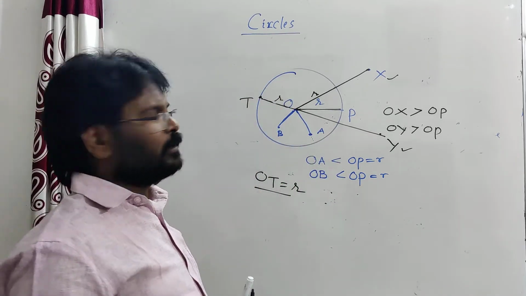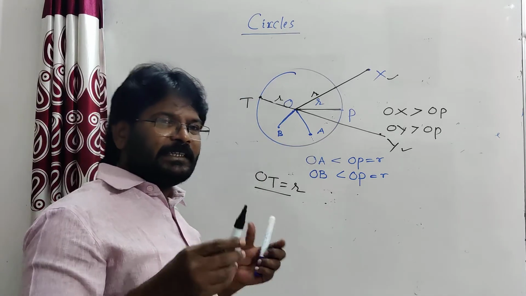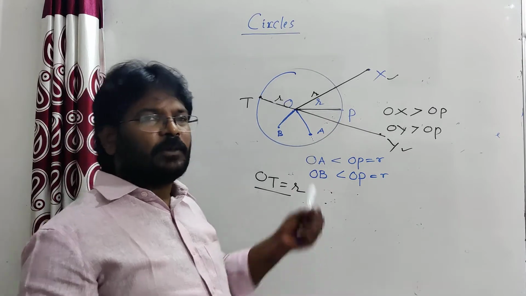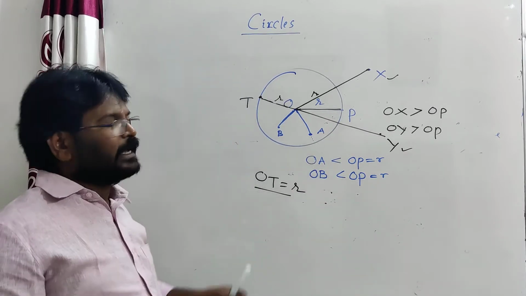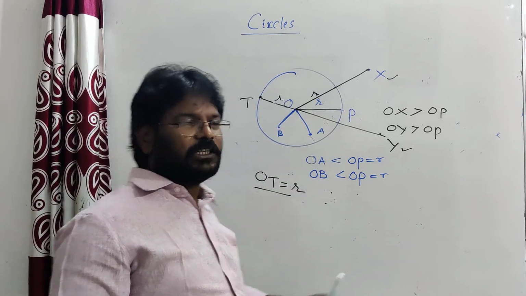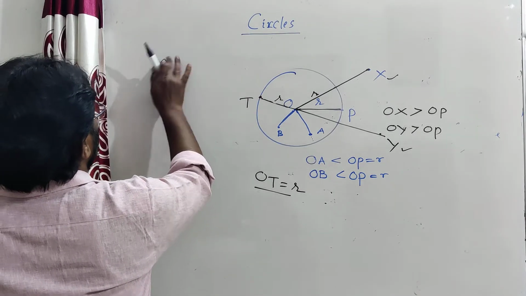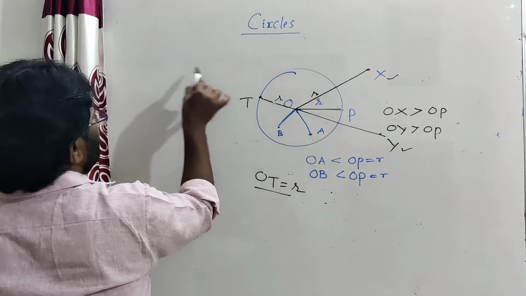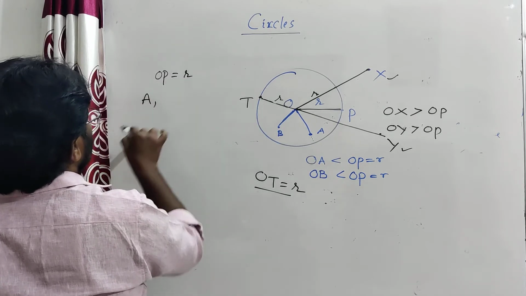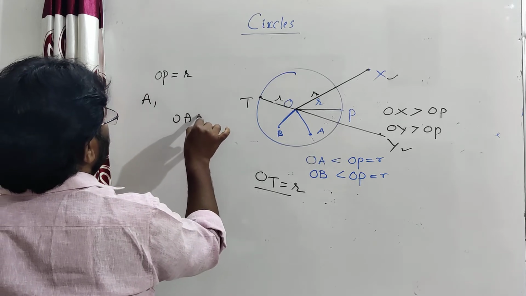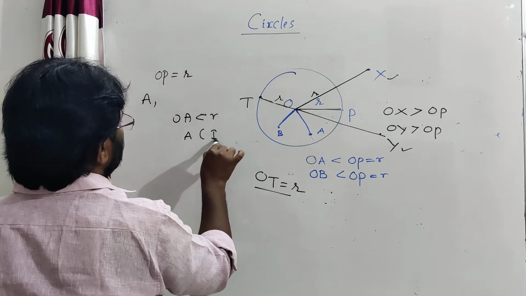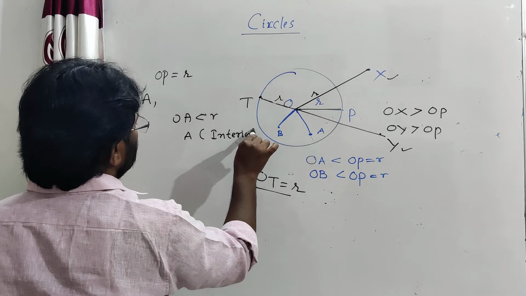So if a point is on the same plane of a circle, whether it is interior, exterior, or on the circle, how to recognize? Simple. The distance from the center to that point is greater than, less than, or equal to the radius. Have to check it out. Suppose O is a circle whose radius is R, OP is equal to R here. A is a point. OA is less than R. A is an interior point.